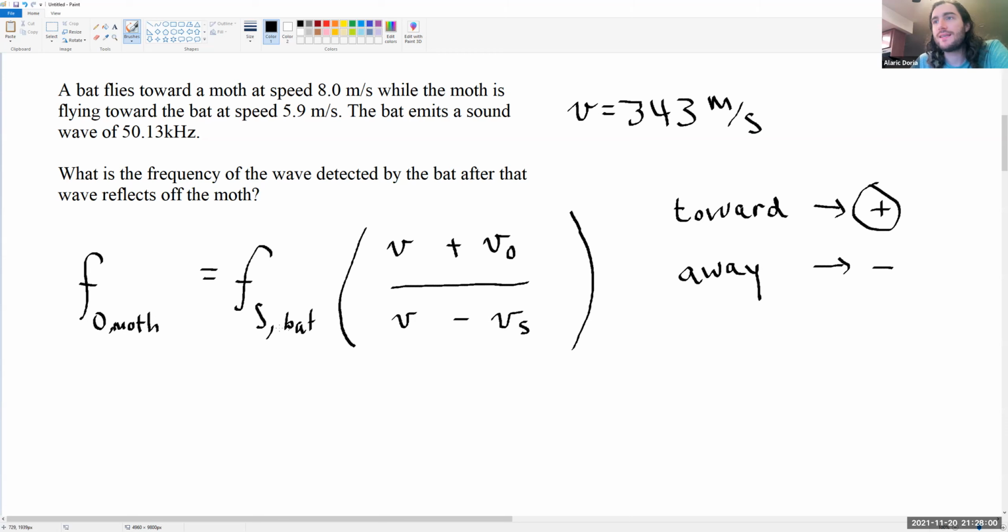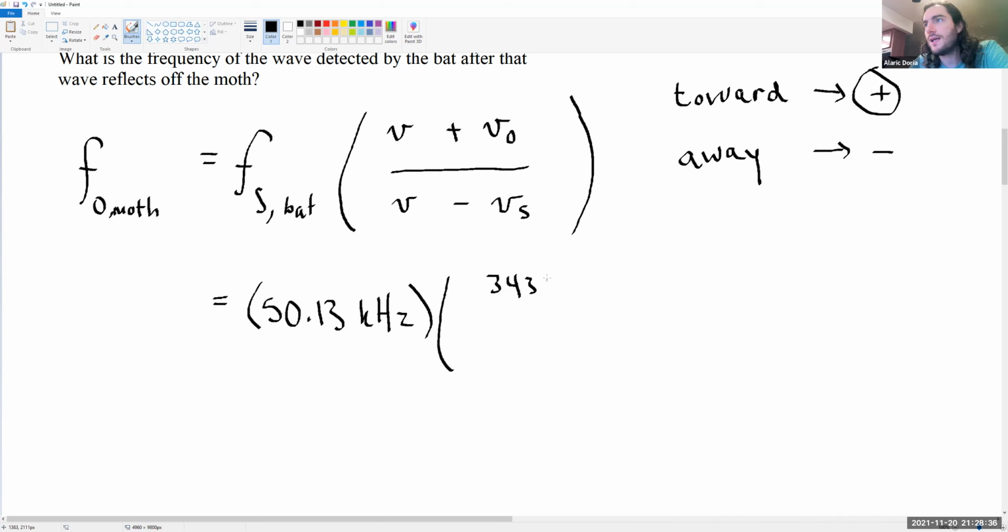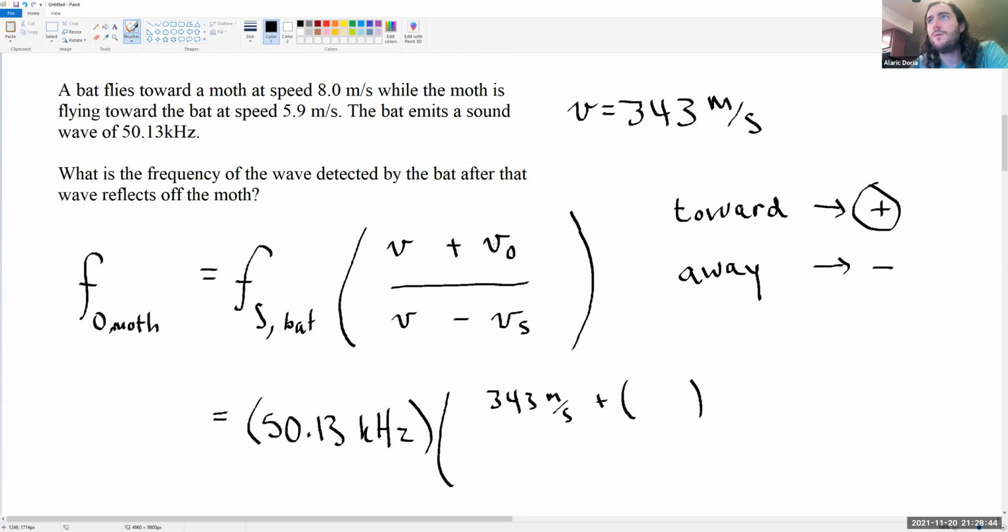All right, the bat is the source and the moth is the observer for the first part of the question, when the wave reaches the moth. The wave is emitted by the bat, and then it reaches the moth. So what do we have here? The frequency is 50.13 kilohertz. The speed of sound is 343 meters per second, plus a positive number for the speed of the observer, which is the moth. The moth is moving with a speed of 5.9 meters per second, and again, that is a positive value.